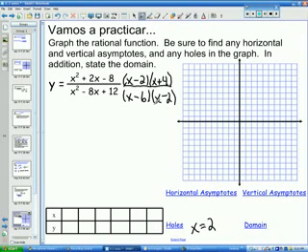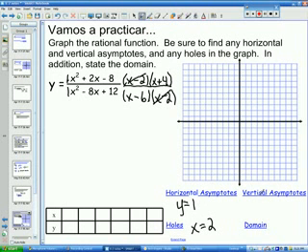Alright, so we essentially cancel those out, and that causes a hole in the graph. We also notice that the degree on the top is x squared, and the degree on the bottom is also x squared. The rule we learned about horizontal asymptotes is that the leading coefficients of the x squared on top and x squared on bottom give us the horizontal asymptote. The leading coefficient here is 1, and here is also 1. So our equation for the horizontal asymptote is y equals 1 over 1, or just y equals 1.